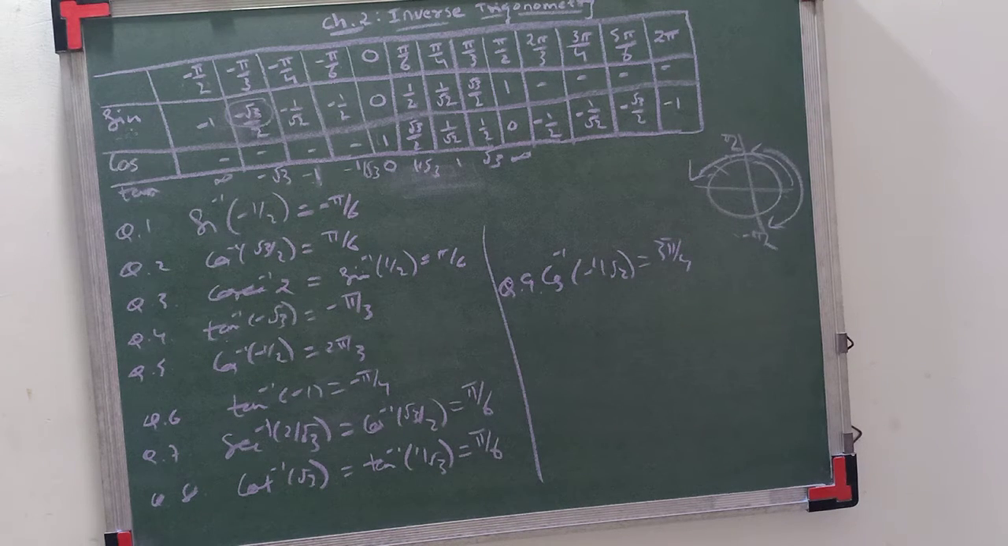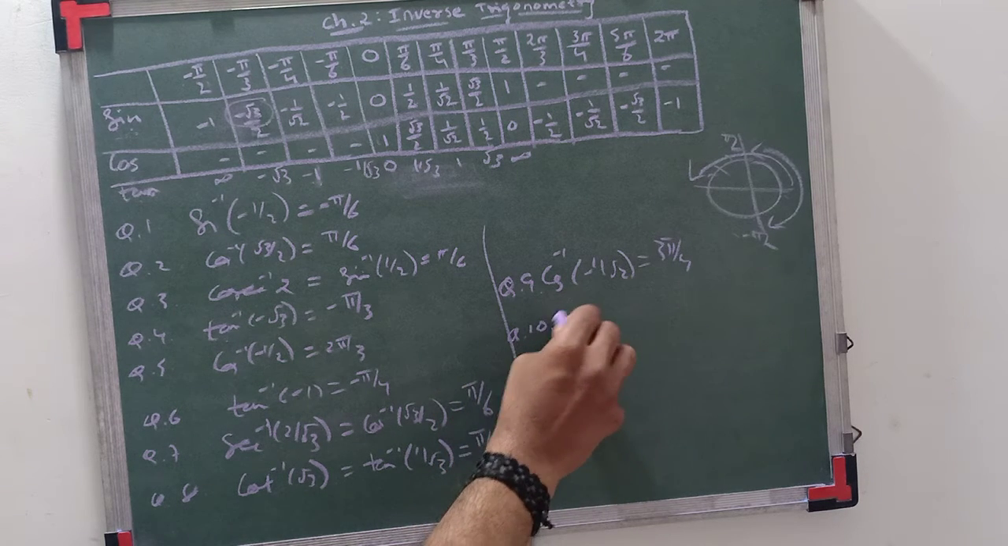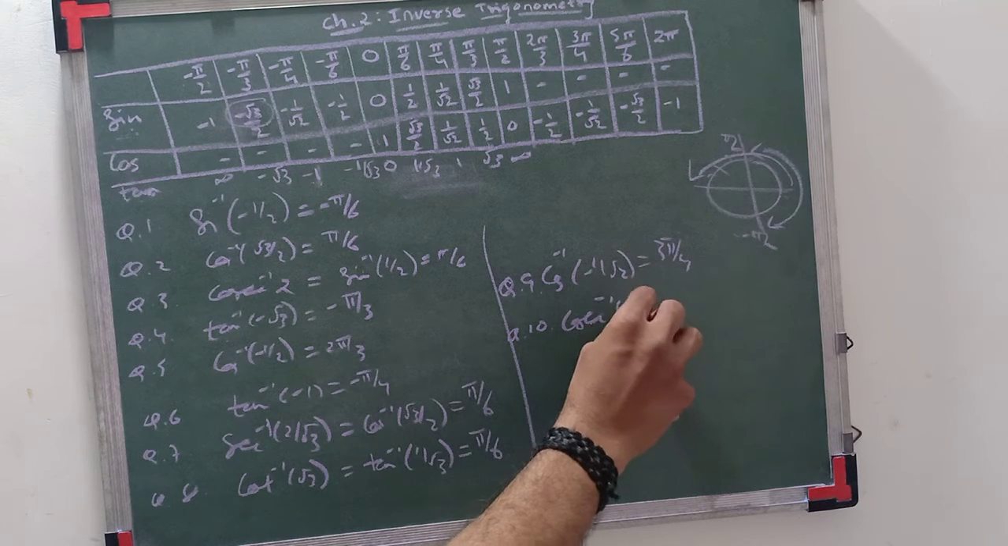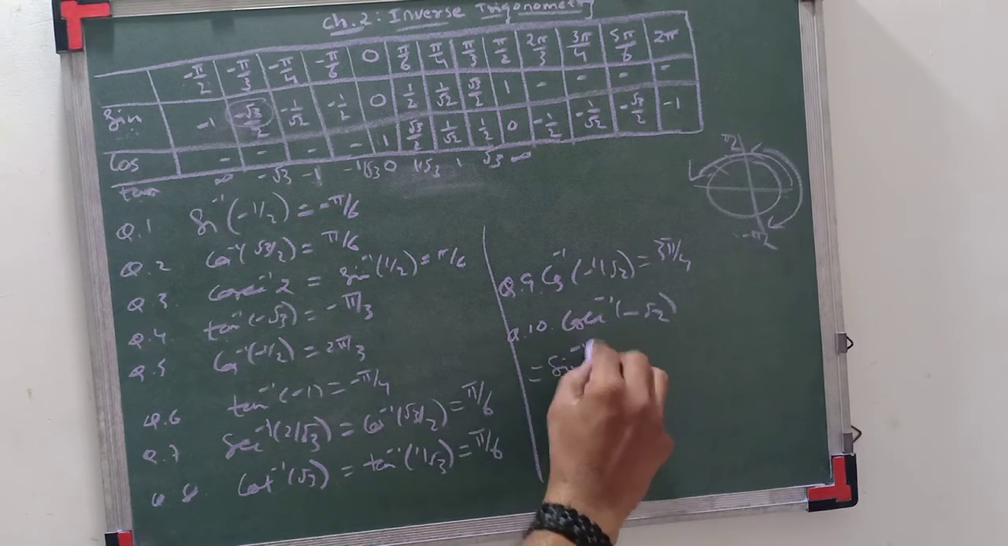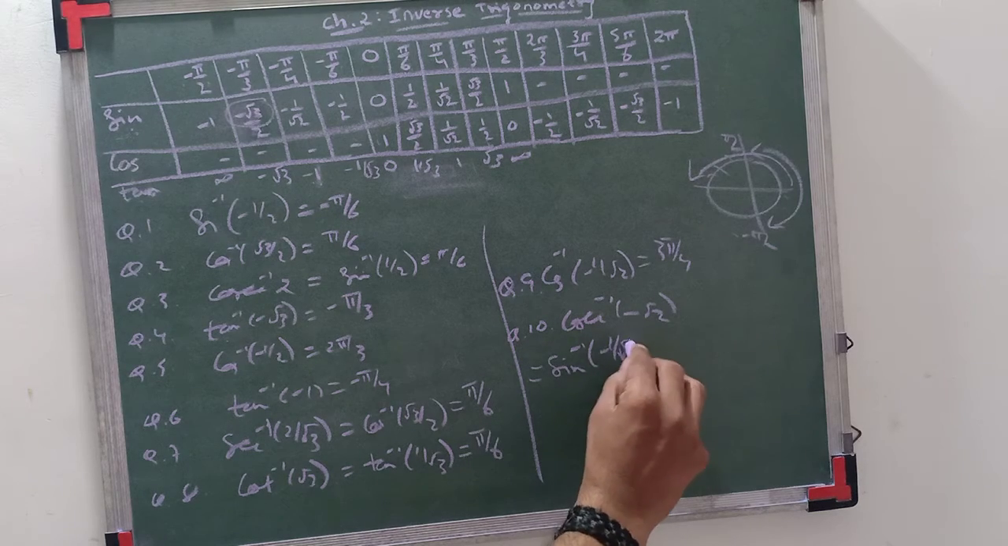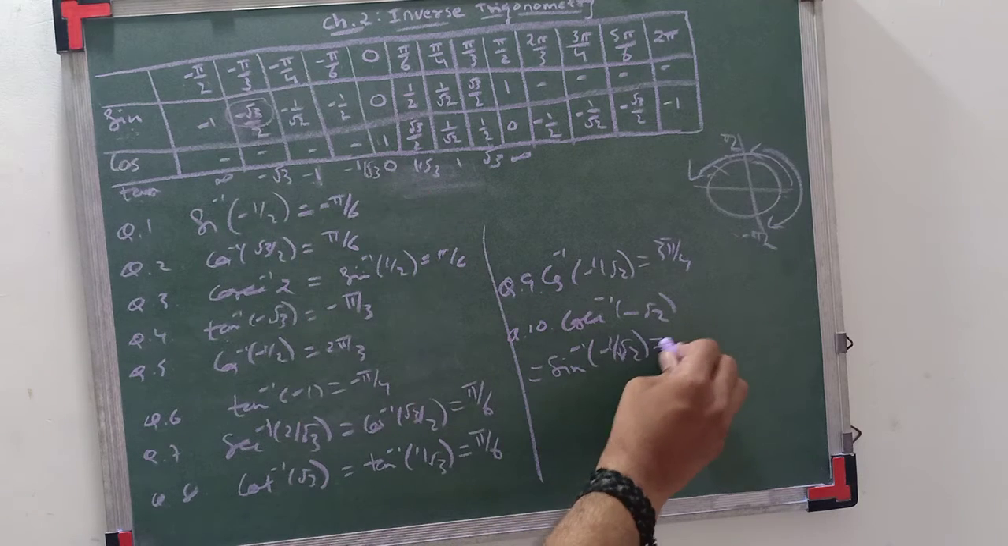Now question number 10. Cosec inverse of minus root 2. So I will convert it into sine inverse. So sine inverse of minus 1 by root 2. So you see where in sine minus 1 by root 2 you are getting pi by 4. So the answer is minus pi by 4.